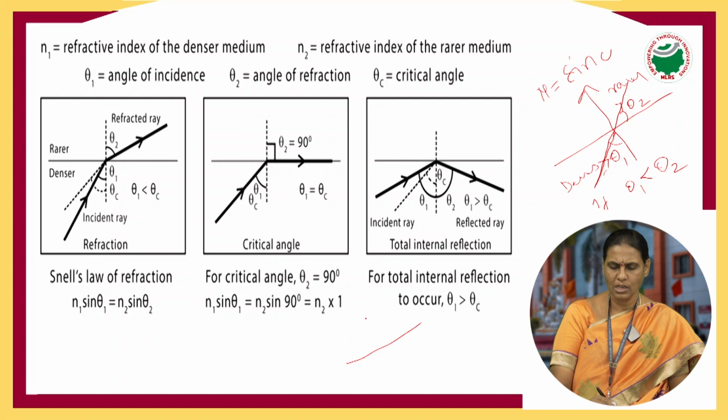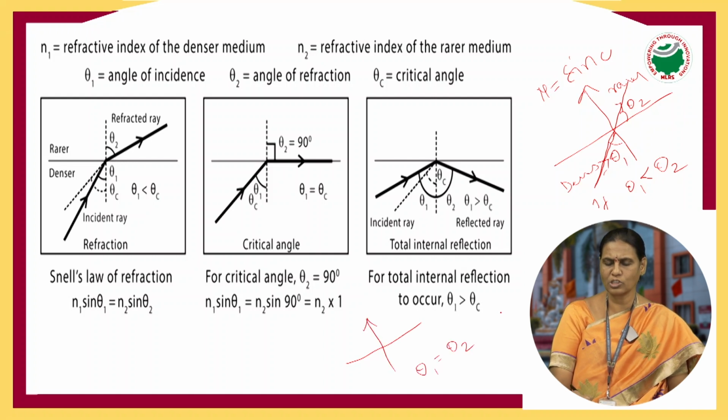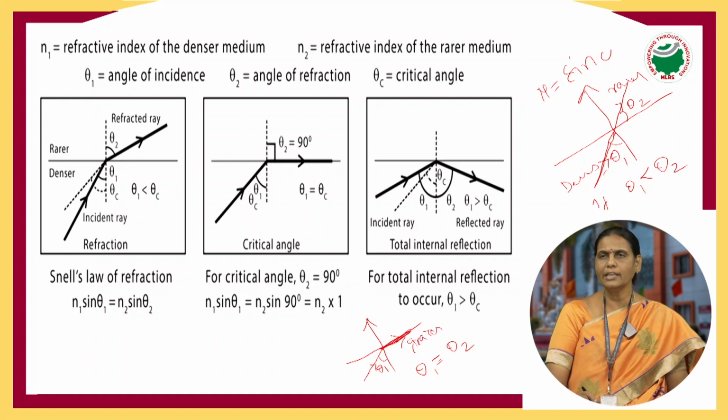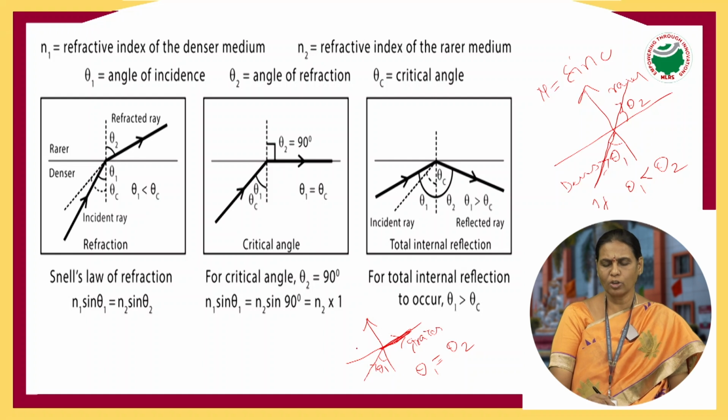Next, let us take the next condition. This is the optic axis. The second condition is, let us take the angle of incidence equal to the angle of refraction, that is theta 2. This is the denser medium, this is the light ray which is passing from the denser medium, and when we apply this condition, theta 1 is equal to theta 2, then the light grazes. Grazes means it passes across the optic axis. It grazes across the optic axis when theta 1 is equal to theta 2. This is the second condition.